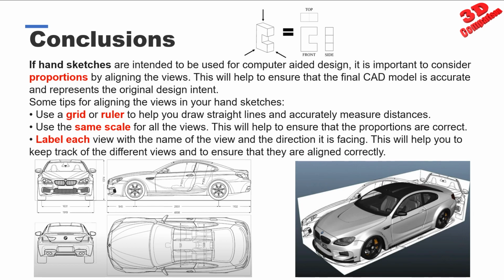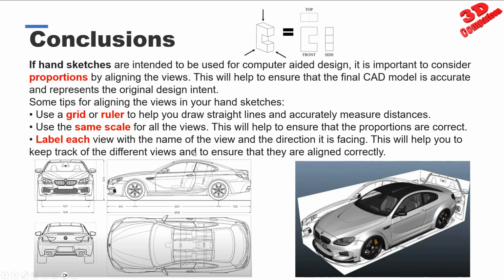So here are some tips that you can use. If you use hand sketches, you can use a grid or a ruler to help you draw straighter lines and accurately measure distance between those. You can also use the same scale within all the views, just like within a computer design like SolidWorks or CATIA or Fusion or Inventor or other, where you're gonna do a 2D drawing, you're gonna have those top, front, side views which will be aligned perfectly. So that's really important if you wanna use those design mockups to shape your model.